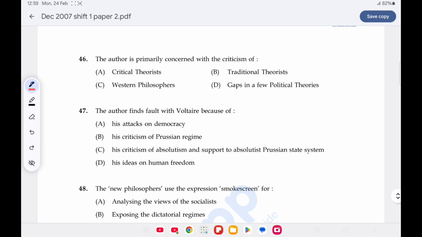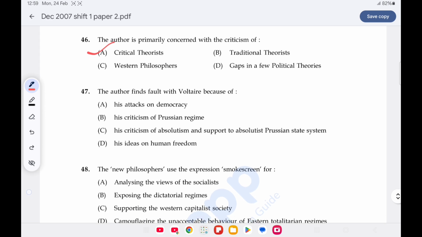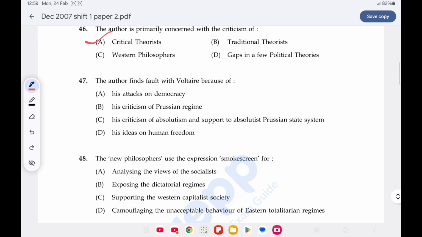Question number 46. The author is primarily concerned with the criticism of. Option A is correct. Critical theorist. Question number 47. The author finds fault with Voltaire because. Option B is correct. His criticism of Prussian regime.